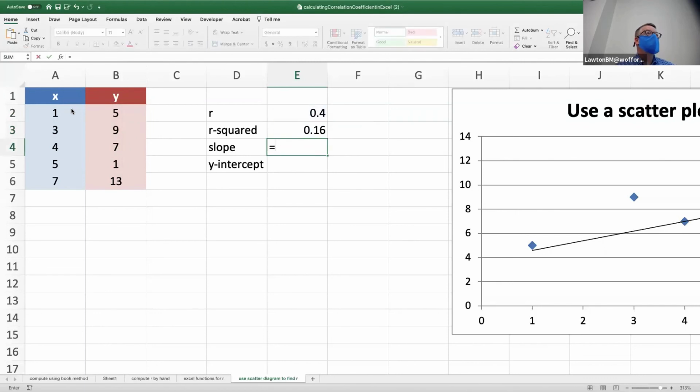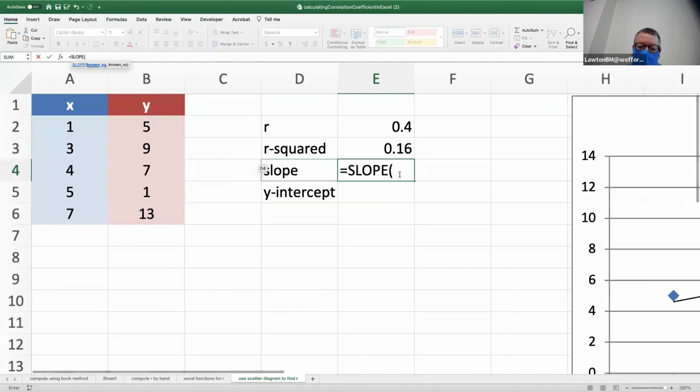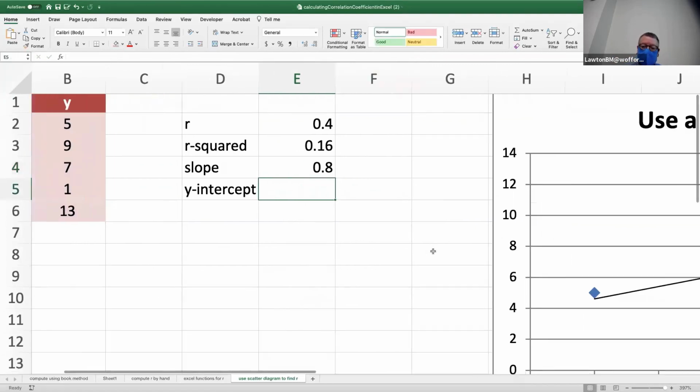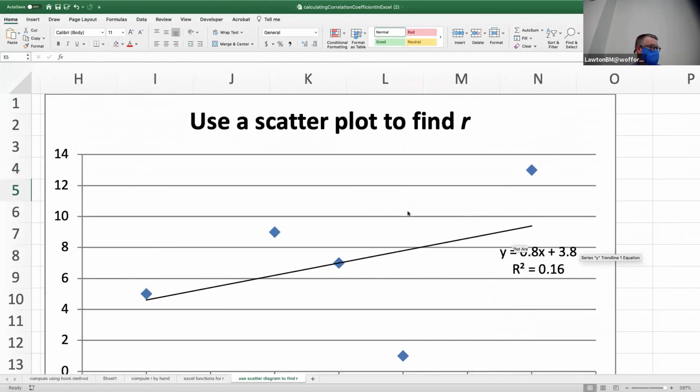Bill wants to be rich, so what's he going to call the formula to find the slope? Slope. Now, you've got to be real careful here. It says slope, and what does it say first? What's the first thing that goes into it? Known y's. So I've got to put my y's first, and then my x's. So pay attention to what's underneath it. =SLOPE, known y's, comma, known x's. I get 0.8. Same thing the graph did.